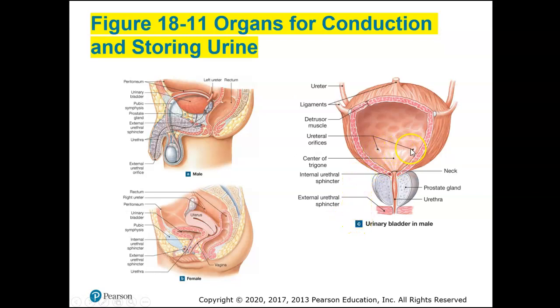The trigone is here. You have the ureteral orifices, which is where the ureters enter the bladder. The ureters come from the kidney, come behind the bladder, and both of them enter here, okay? And then the formation of the opening to the urethra. So all of that forms a triangle. It's called the trigone.